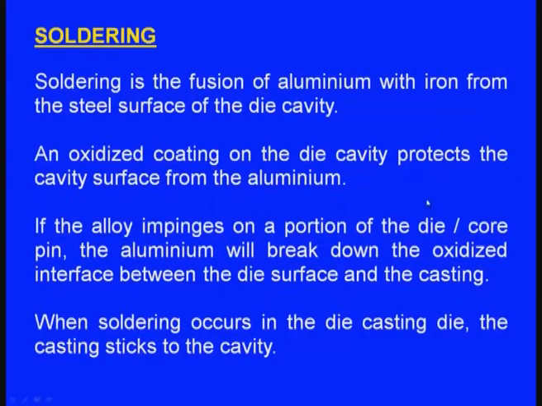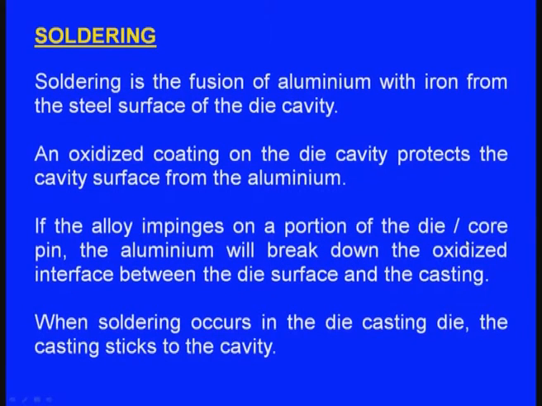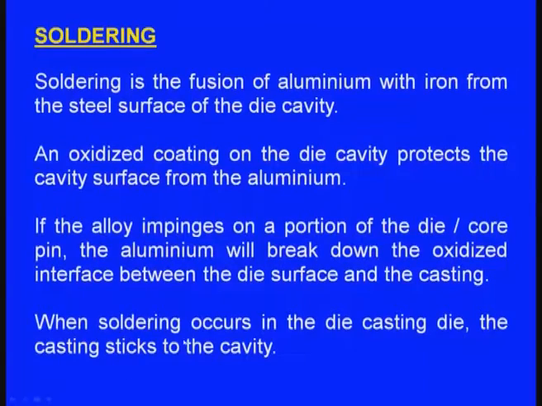But if the alloy impinges, meaning it comes and strikes at a high pressure, then what will happen? A portion of the die core pin, the aluminum will break down the oxidized interface between the die surface and the casting. Now, if the molten metal impinges on the steel blocks, the oxidized coating will be broken. At that time, the cast metal, the aluminum, may react with the iron in the steel dies. So, when soldering occurs in the die casting die, the casting sticks to the cavity.